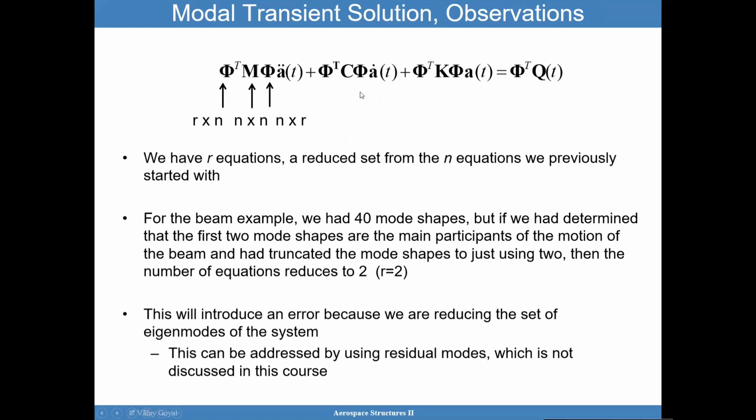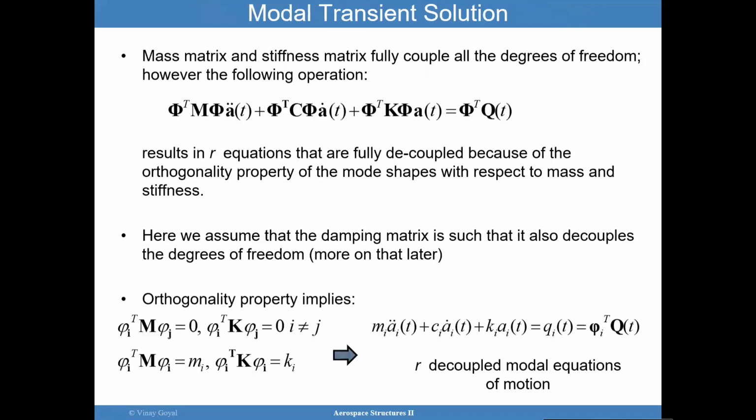We have a reduced set of equations. For example, for the simple beam example, I have 4 mode shapes. But if I were to use 2 mode shapes, and they are the main participants of the motion of the beam, and I decided that that was the case, then the number of equations reduces from 40 to 2. And in the extreme case of a rocket, millions of degrees of freedom, maybe down to 40 equations. And so that will introduce an error. And this can be addressed by looking at residual modes, which I don't plan to discuss here, but keep that in mind. Now, the mathematical miracle I want to discuss is quite incredible.